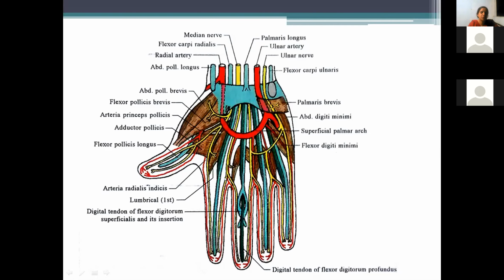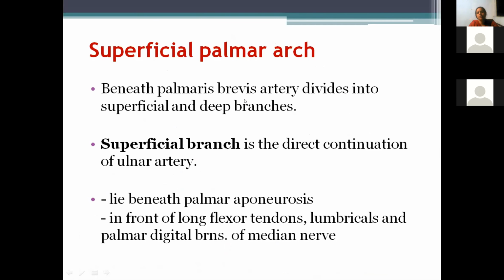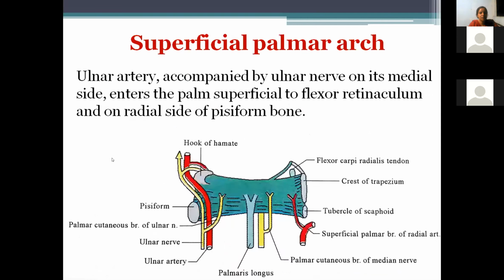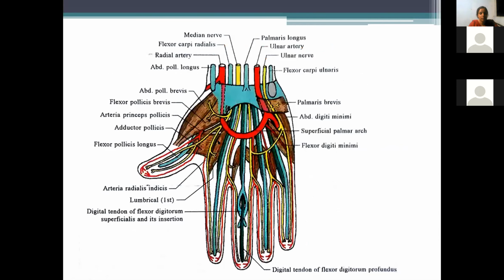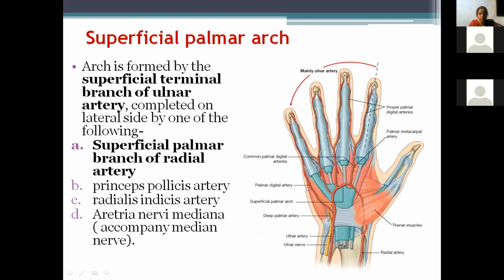Just read the theory part. Beneath palmaris brevis, which is a very subcutaneous muscle, the ulnar artery will divide into superficial and deep branches. The superficial branch is the direct continuation. Here you are finding this is the ulnar artery and this is the superficial branch, the direct continuation, which anastomoses with the superficial branch of the radial artery. They anastomose. Then this is our superficial palmar arch.